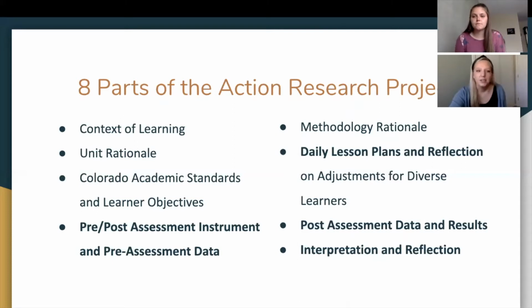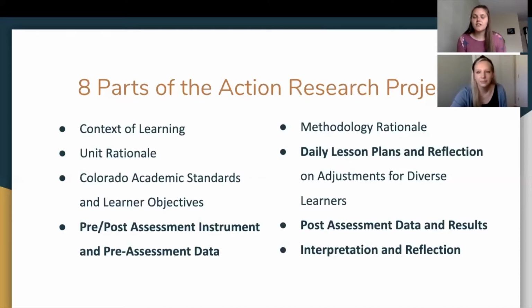The next section is the pre or post assessment instrument and pre-assessment data. So, instrument would be that test that we give to the students in order to see where they are, what areas the students are confident and comfortable, and what areas we might need to give more direct instruction in. Through doing this instrument, we're able to gather pre-assessment data, which we'll show you in a couple of slides. We'll show you some of that data of how the students do at the beginning, and then we're able to compare that at how the students do in the end of the unit.